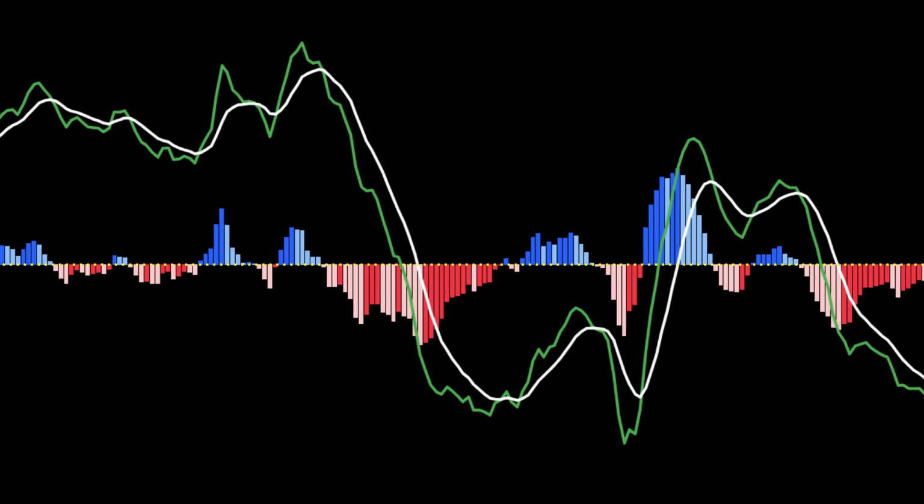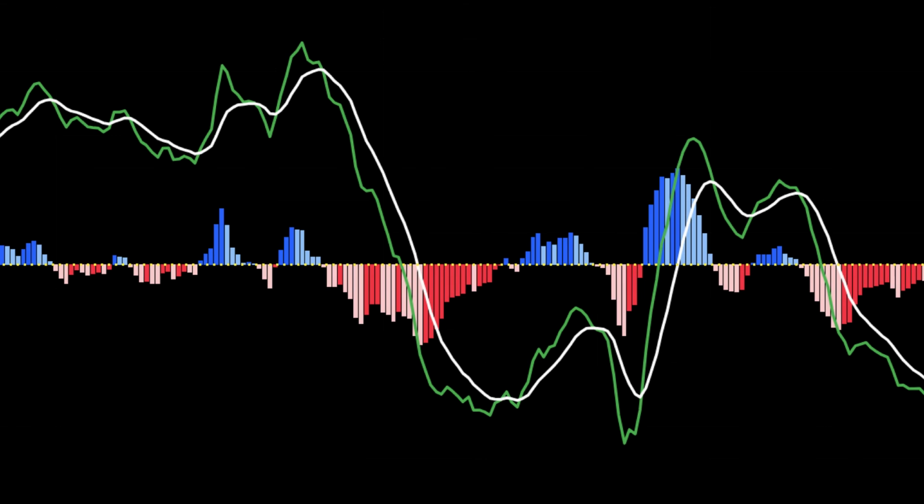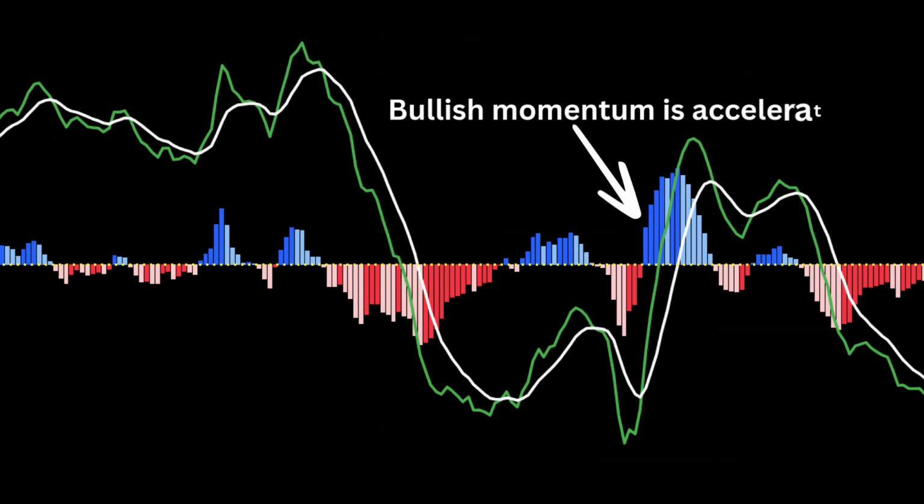The histogram is our momentum speedometer. It tells us not just if momentum is positive or negative, but whether it's accelerating or decelerating. Think of it this way. When the histogram bars are above the zero line and getting taller, it means the MACD line is pulling away, winning the race against the signal line. Bullish momentum is accelerating. It's like pressing down on the gas pedal.